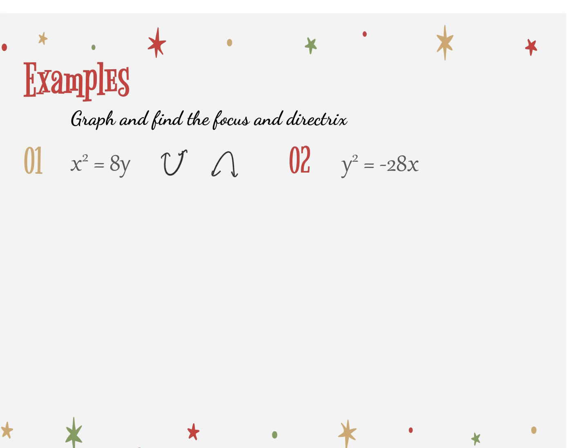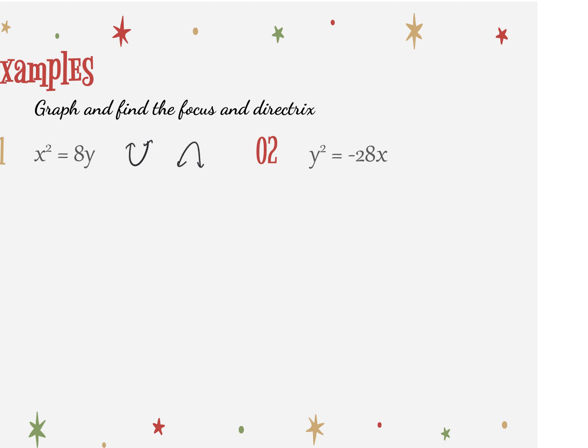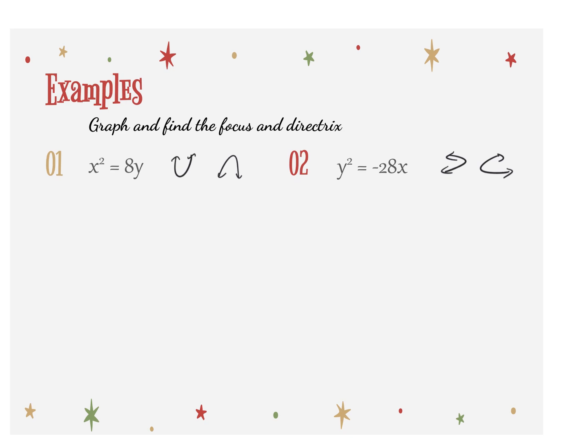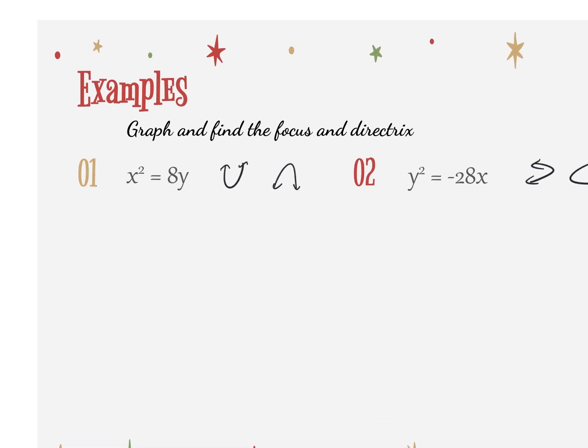Now a y squared, for example, number two, we know that that's going to go either left or right. So a big difference between these two is just the matter of which variable is squared. Look at this first one. We have x squared equals 8y. Now keep in mind, in standard form, it is x squared equals 4py, or y squared equals 4px.